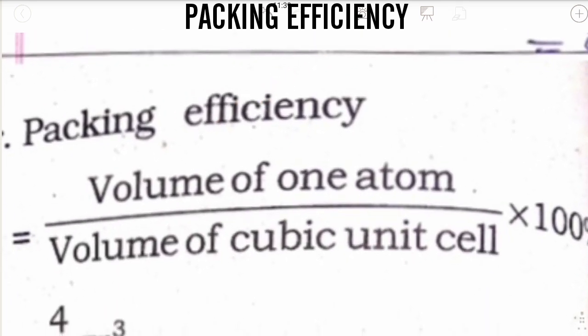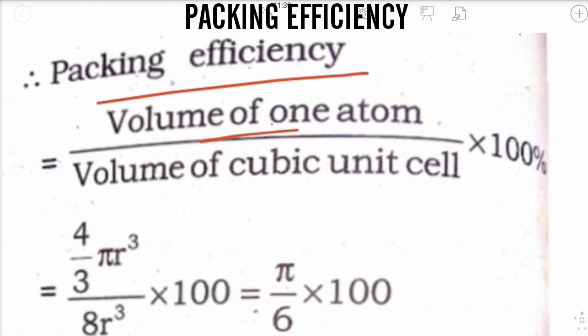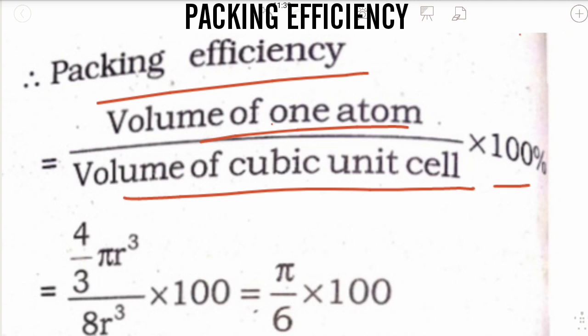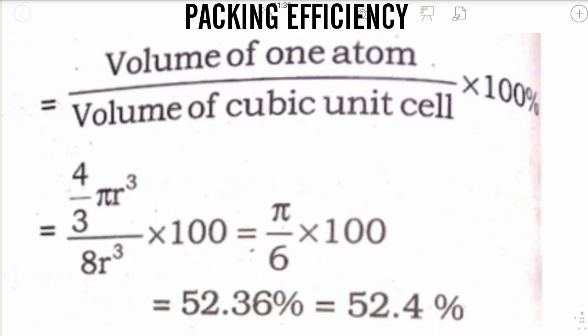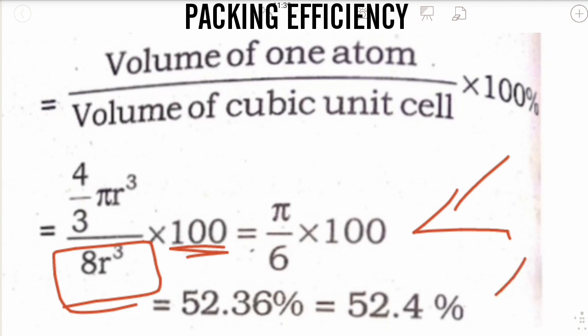Now the packing efficiency. Packing efficiency is equal to volume of one atom divided by volume of cubic unit cell into 100%. The volume of one atom is 1 into volume of a sphere, which is 4 by 3 pi r cube. Volume of cubic unit cell is a cube, which is 2r the whole cube, that is 8r cube. 8r cube into 100. When you find the value, we get 52% packing space. 52% is the total space filled by the particles, and the remaining is gap space.